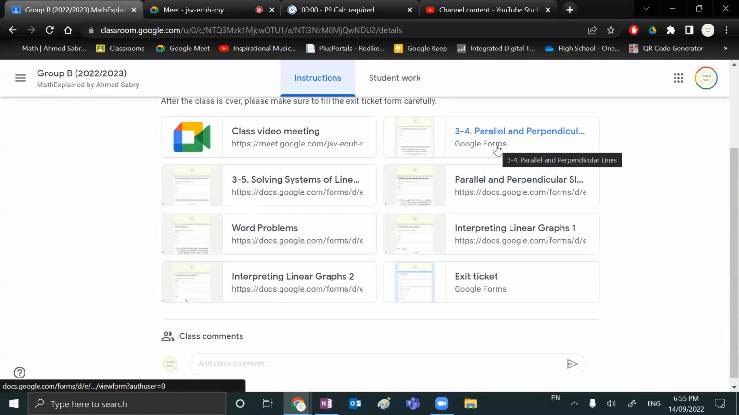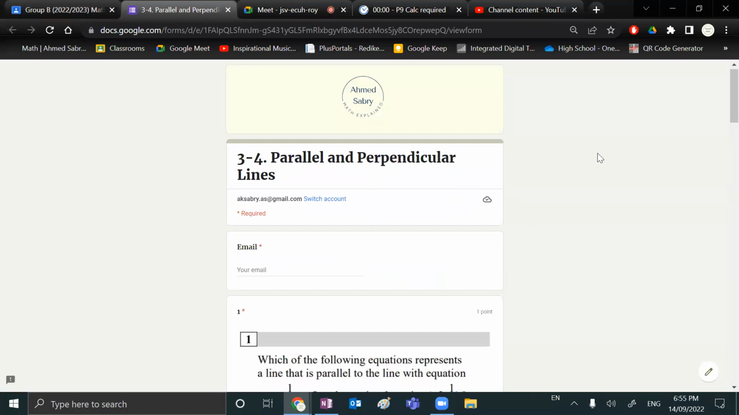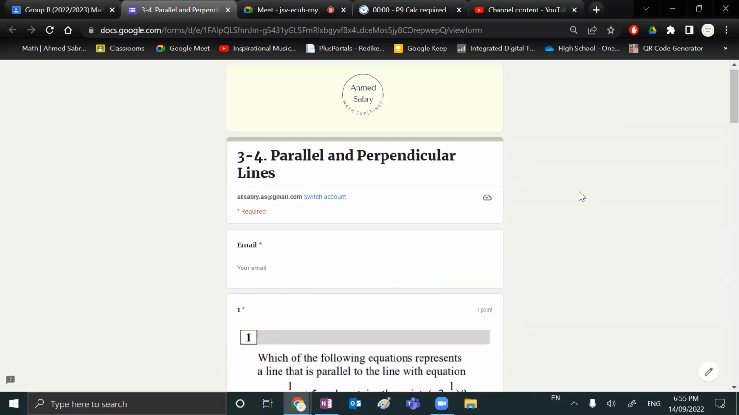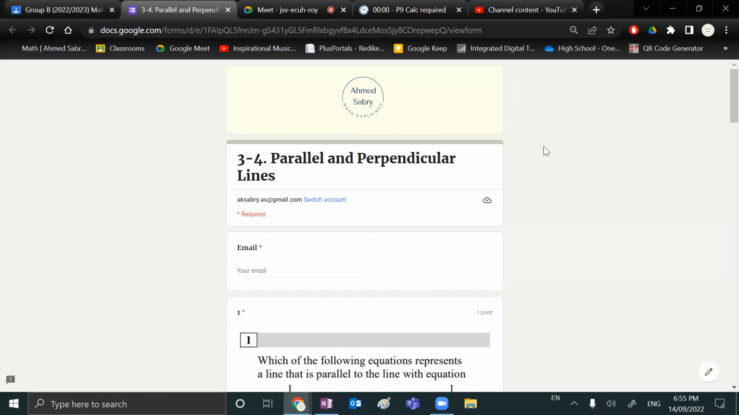You see 3-4, parallel and perpendicular lines. You see this form here? This is the one that we're supposed to solve. It has a total of 6 questions. They're all about parallel and perpendicular lines.